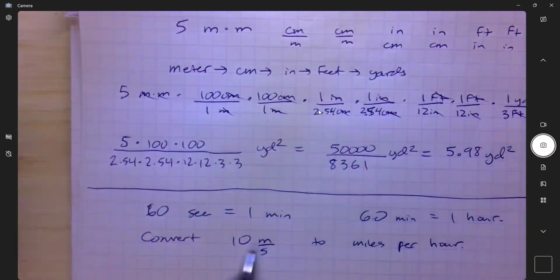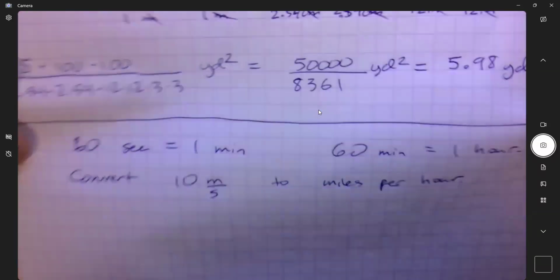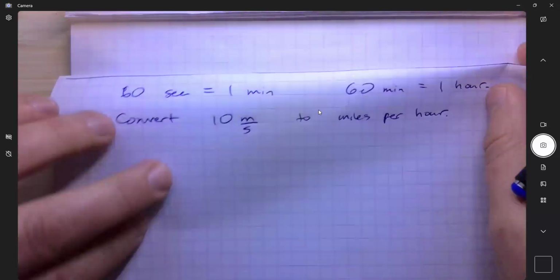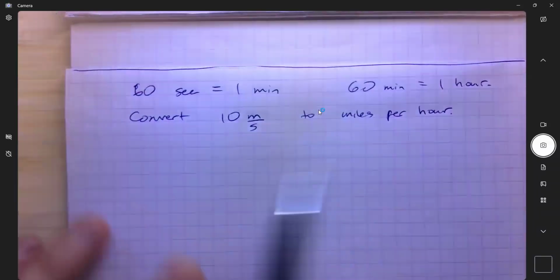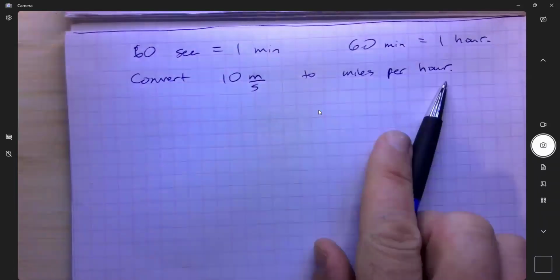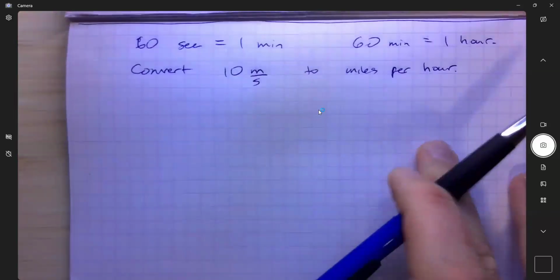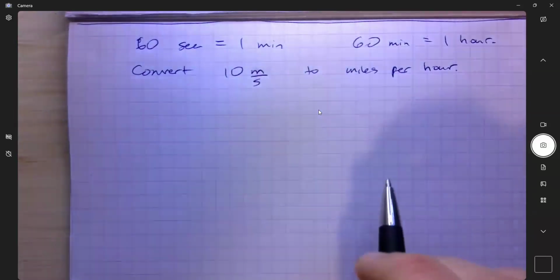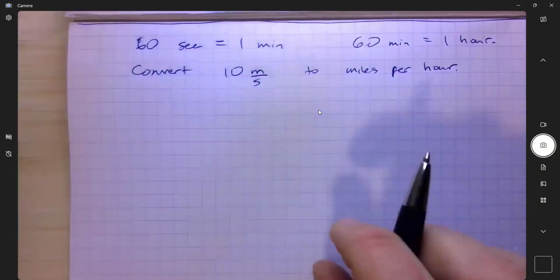People run, and we often call it meters per second in running. Miles per hour is how we often think about speed for things like cars or bicycles. So it's very common to convert from one speed to another speed in terms of units of measurement. But we're still going to set this up in the exact same way.